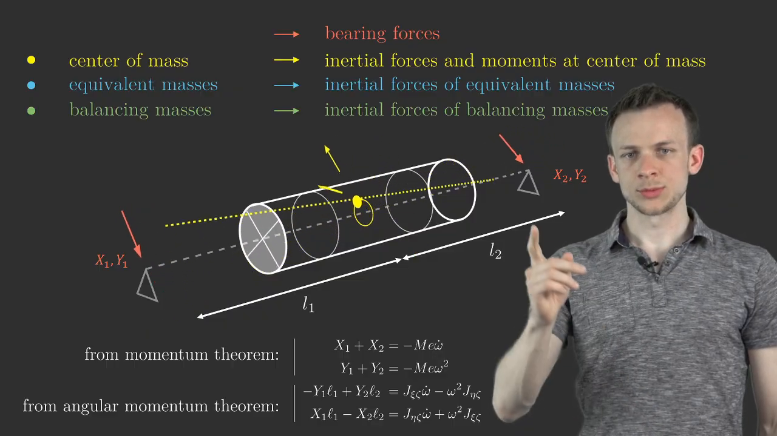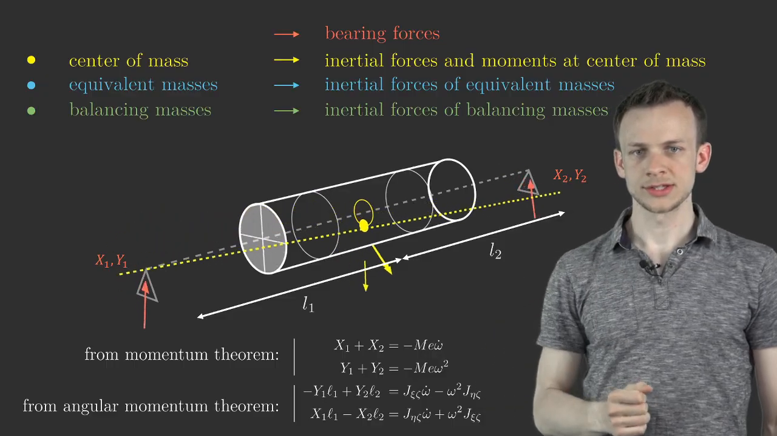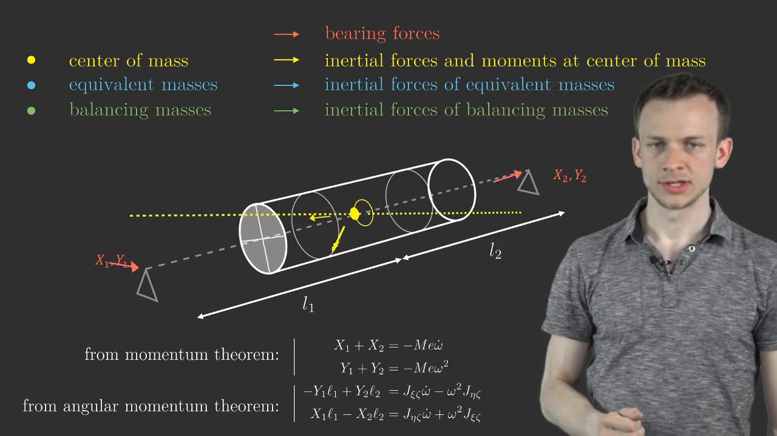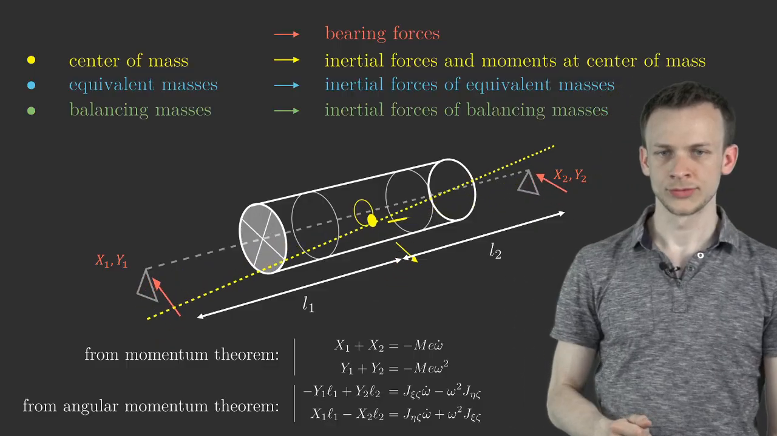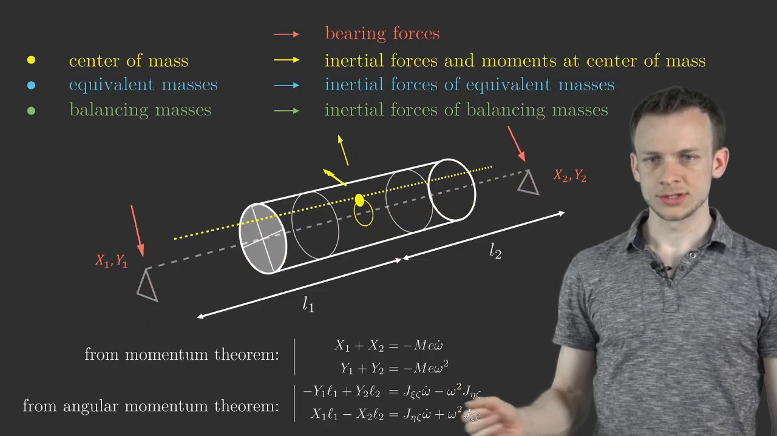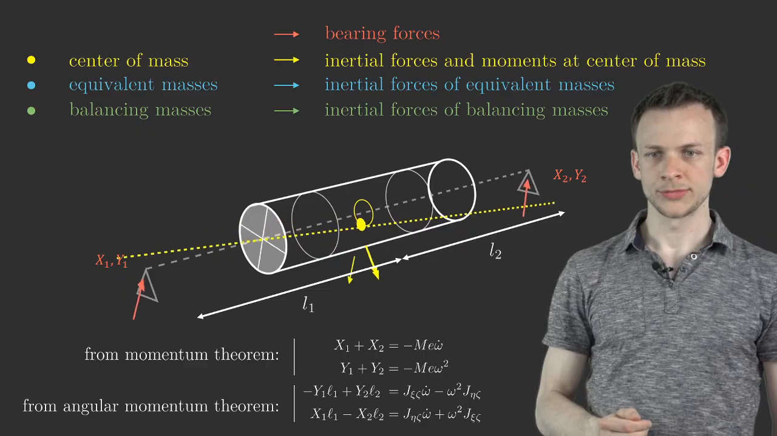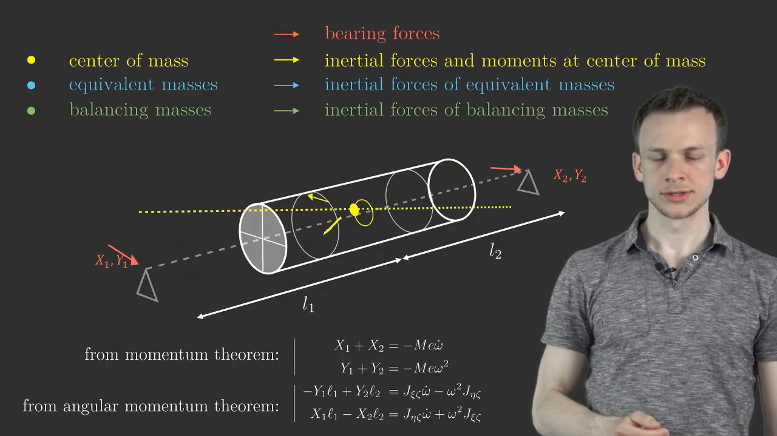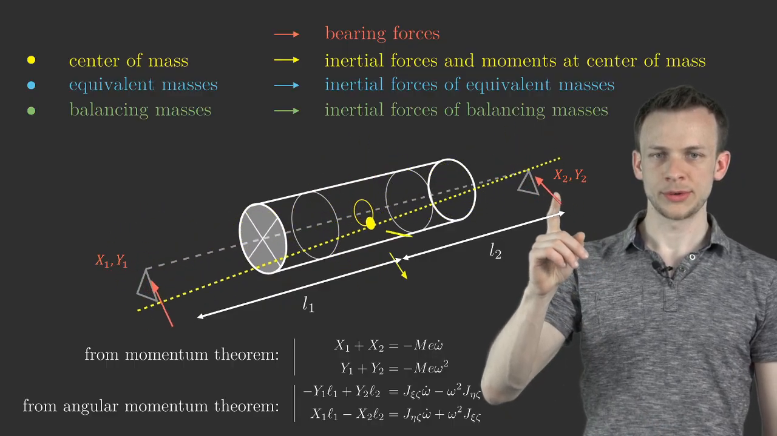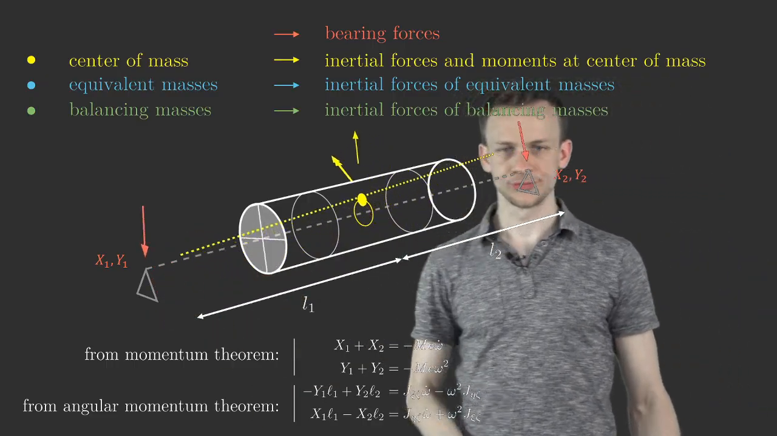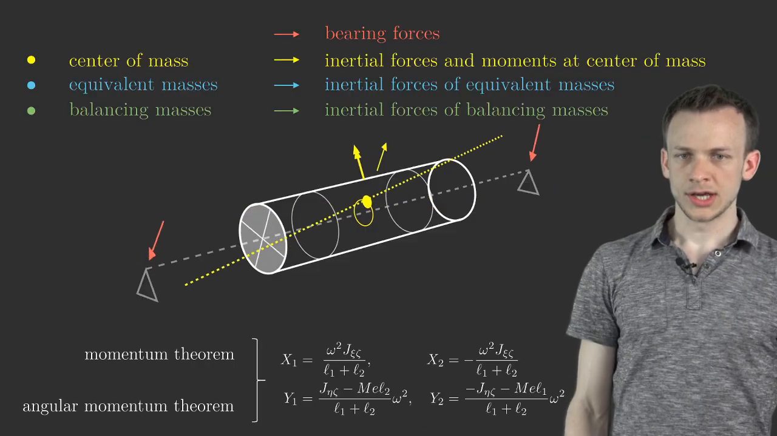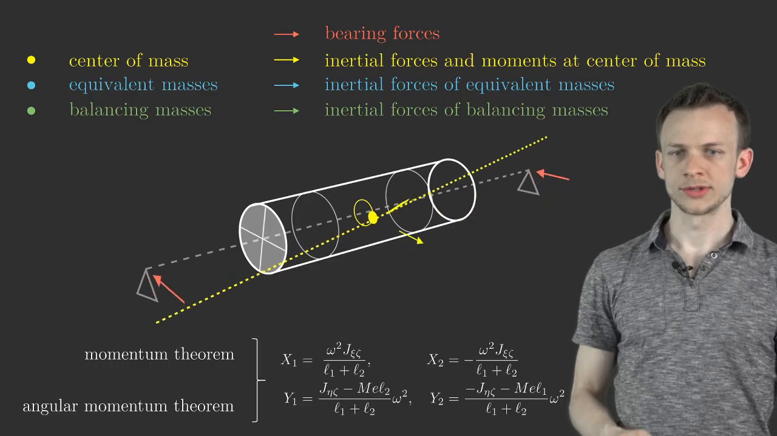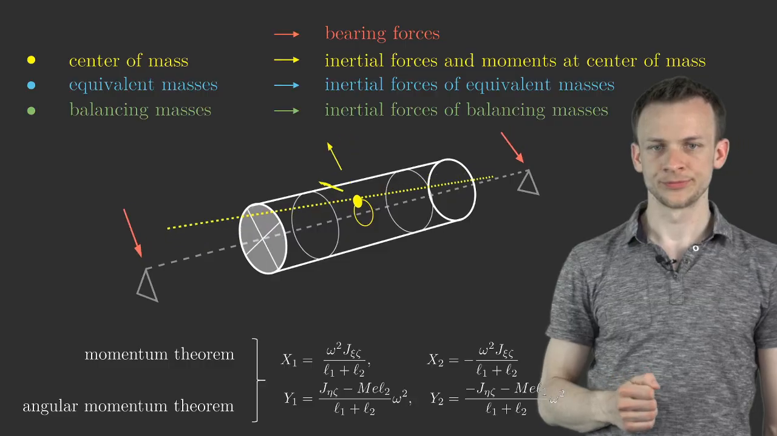And as a consequence, we would observe certain bearing forces, x2 and y2, and x1 and y1 at the other side, depending on the coordinate system. And these would be the equations derived from the moment theorem and the angular moment theorem. So we have four equations that we can solve for the four bearing forces here and here. And we would end up with those expressions, assuming now that we have a constant angular velocity.